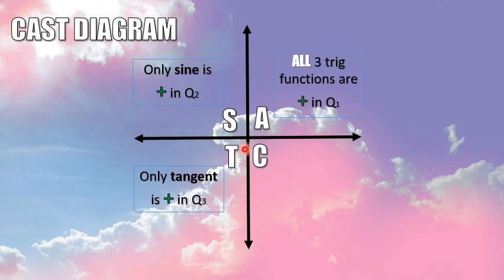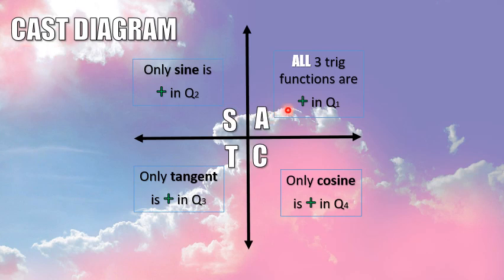Then tangent is the only trig function that's positive in quadrant 3 because x is negative and y is negative, the bottom half of the y-axis, the left half of the x-axis. So y over x, which is tangent, will cancel out the negatives and tan will be positive in quadrant 3. Last but not least, only cosine is positive in quadrant 4 because we're dealing with the positive right-hand side of the x-axis, but the negative bottom half of the y-axis. So sine and tan, which have y's in their formulae, are negative in quadrant 4, but cos is positive.